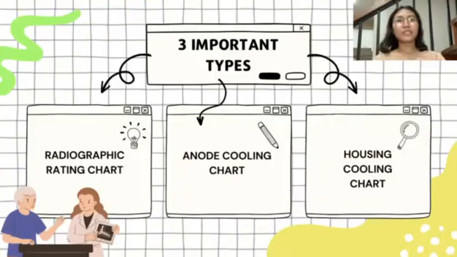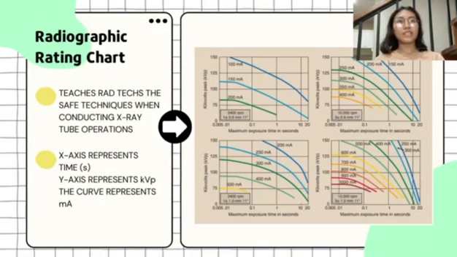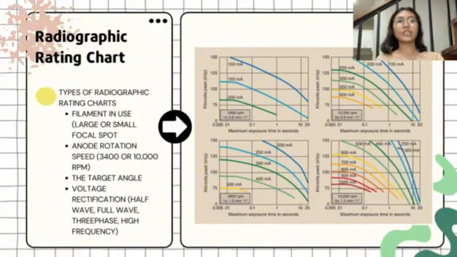Rating charts are used by radiologic technologists as guides in the proper use of the X-ray tube. Its three types are the radiographic rating chart, the anode cooling chart, and the housing cooling chart. The radiographic rating chart teaches technologists safe techniques to conduct X-ray tube operation. The X-axis represents time, the Y-axis is kVp, and the curve is mA. Any combination of time and kVp below the desired mA curve is safe, while combinations above it are unsafe. Enclosed with X-ray tubes are a series of radiographic rating charts depending on the filament in use, anode rotation speed, the target angle, and voltage rectification.